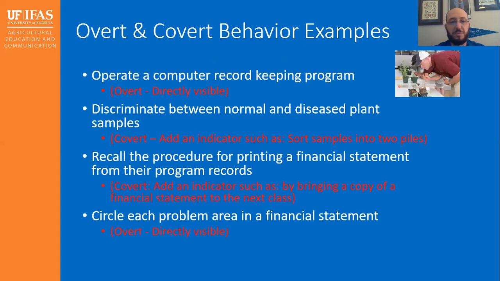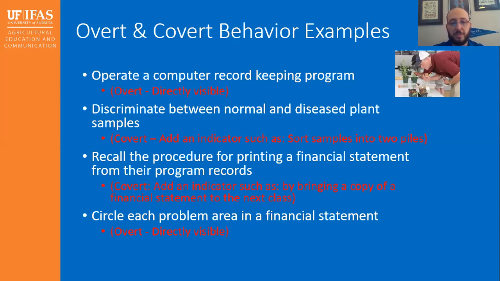Here are some examples of observable actions. Operate a computer record keeping program; you can actually observe someone doing that. Discriminate between normal and diseased plants. The way that it's written, you can't see someone internally discriminate between normal and diseased plants. So for a small p objective, you would maybe add an indicator of asking them to sort into two separate piles and observe their ability to sort normal versus diseased plants.